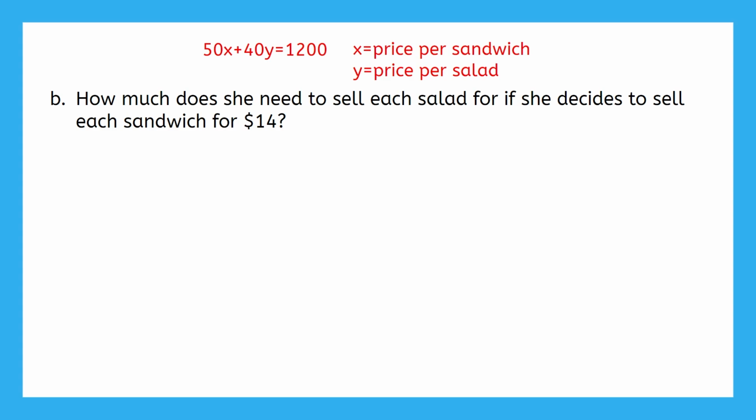Now, this asks how much she needs to sell each salad for if she decides to sell each sandwich for $14. What variable does the 14 represent, and what variable are we trying to solve for? 14 is the price of a sandwich, which is x. So let's substitute 14 for x into the equation. Then we can find what we're looking for, which is the price of a salad. Go ahead and solve for the price of each salad on your own.